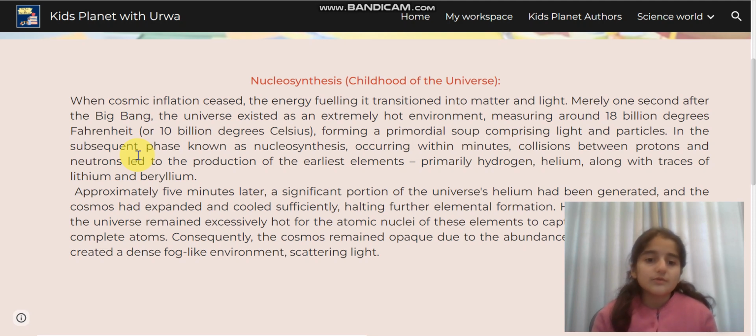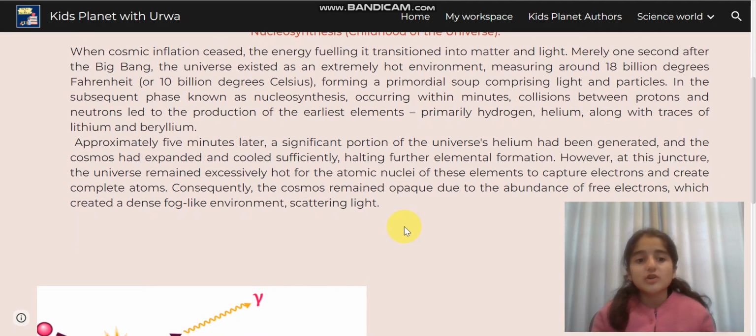In the subsequent phase known as nucleosynthesis, which occurred within minutes, collisions between protons and neutrons led to the production of the first elements, primarily hydrogen and helium, along with traces of lithium and beryllium. Approximately 5 minutes later, a significant portion of the universe's helium had been generated, and the cosmos had expanded and cooled sufficiently, halting further elemental formation.